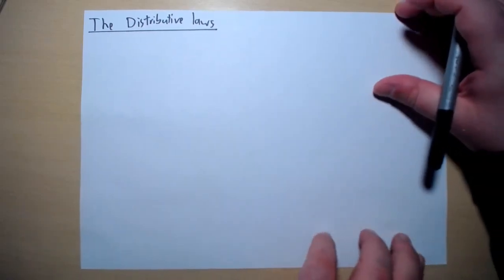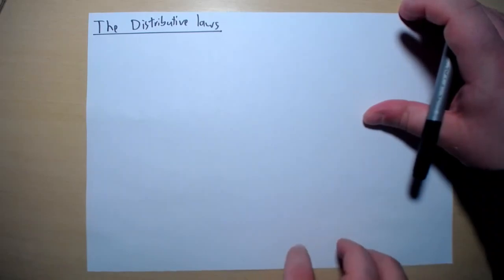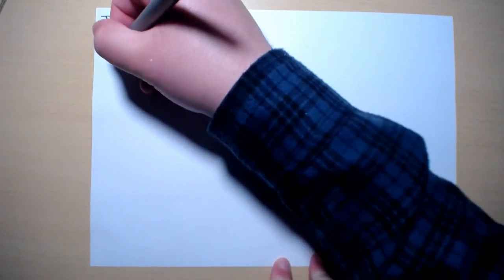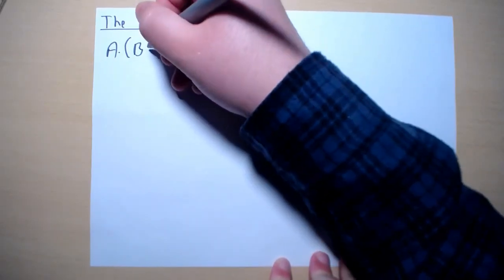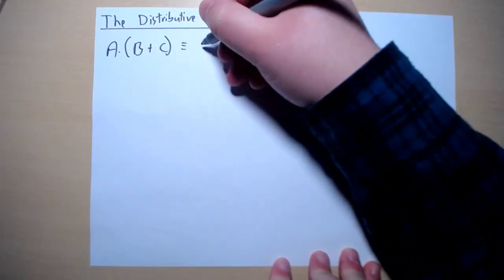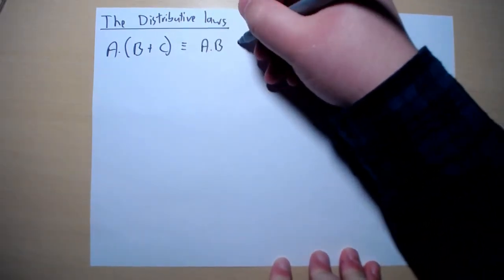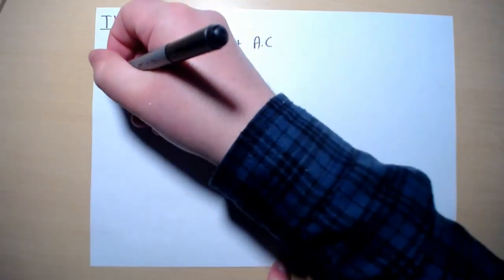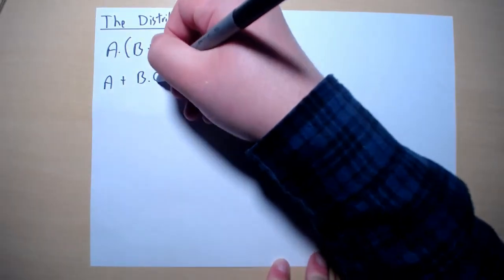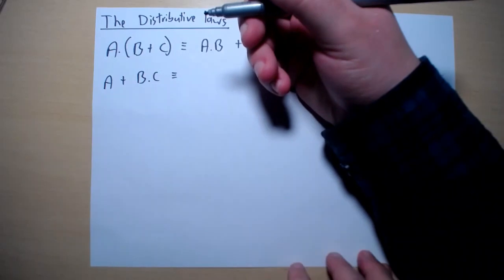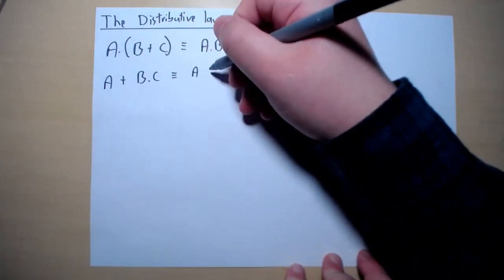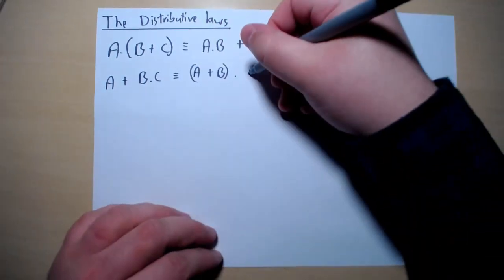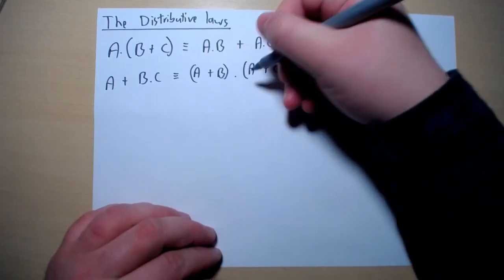In this video, I am going to explain the distributive laws of Boolean algebra. There are two distributive laws. The first one is A and (B or C) is equivalent to (A and B) or (A and C). The second one states that A or (B and C) is equivalent, or identical, to (A or B) and (A or C).